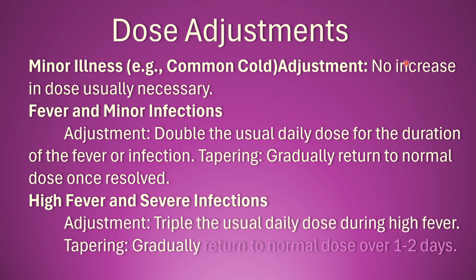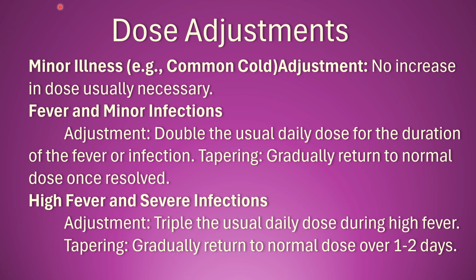If you have a very minor illness, remember, we know cortisol affects the immune system. So you have to ask yourself, when is my immune system in overdrive? When do I really need some help? In a minor illness, just like a common cold, you probably do not need an increase in dosing because it's very minor. Now, if you have a fever and other forms of minor infection, we double the usual daily dose for the duration of the fever. For example, if I was taking 20 milligrams of hydrocortisone per day, divided into 10 and 10, I would do 20 and 20.